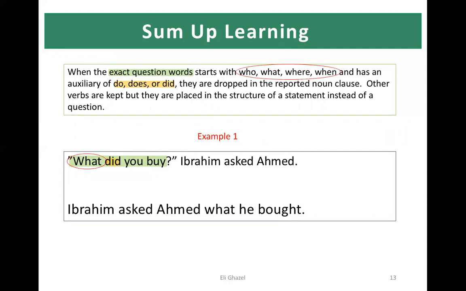Other verbs are kept, but they are placed in the structure of a statement instead of the structure of a question. So in direct speech, it sounds like a question, it looks like a question. In reported speech, it looks like the structure of a statement. Let's look at it. What he bought is the reported clause.